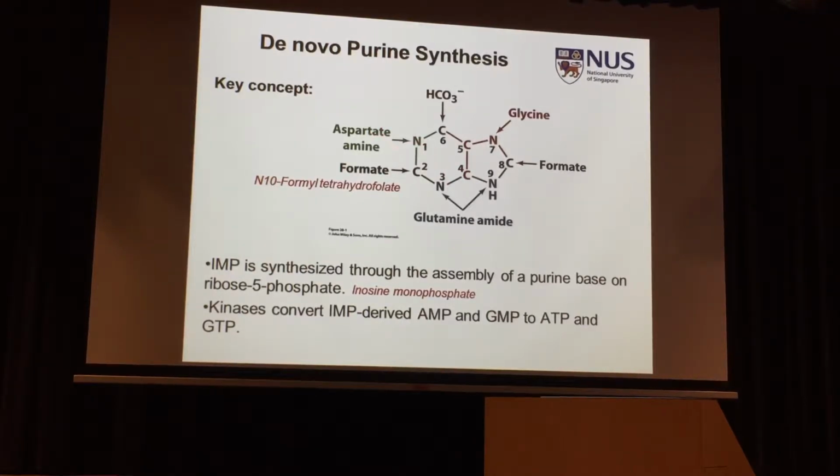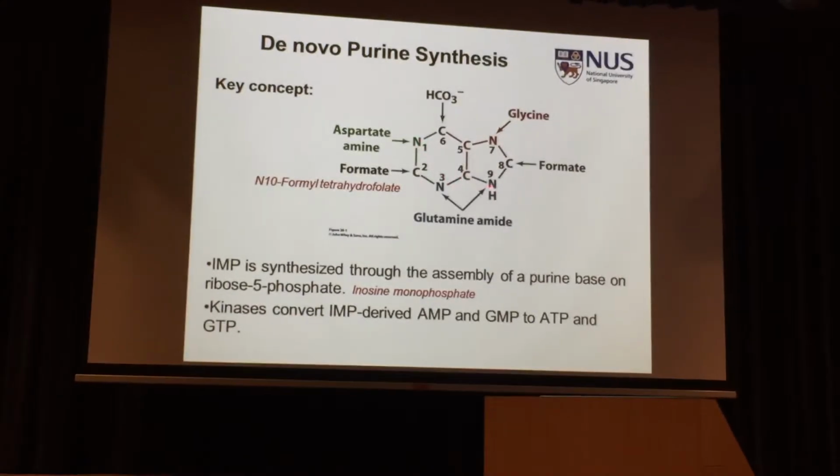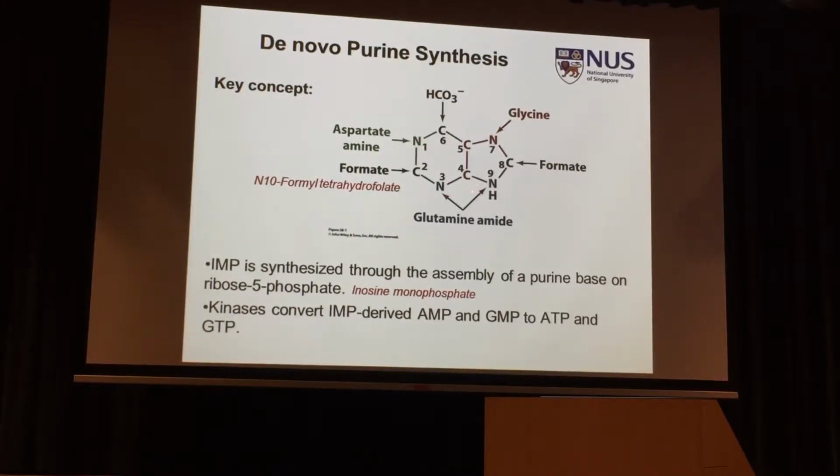The first nitrogen is from the amino acid aspartate. So the amino acids involved in purine synthesis are aspartate, glycine, and glutamine. Remember that aspartate and glutamine contain nitrogen in their R groups, so they are very useful for building the purine rings. And then we have glycine, which is the simplest amino acid we have. So aspartate contributes to position 1 here.